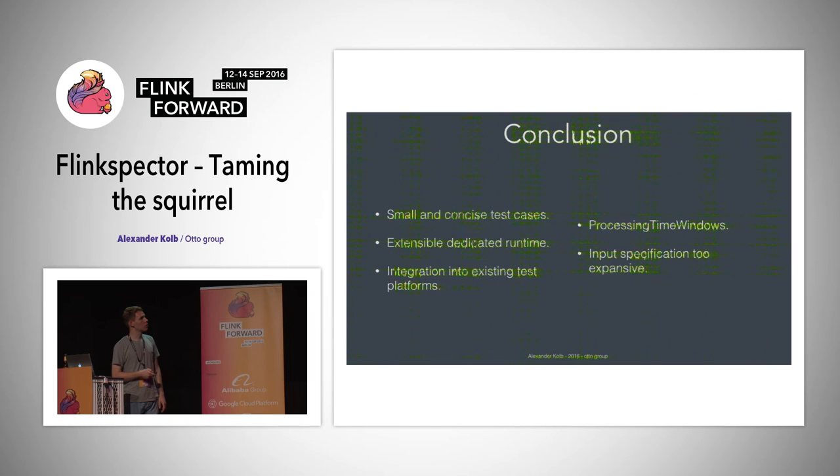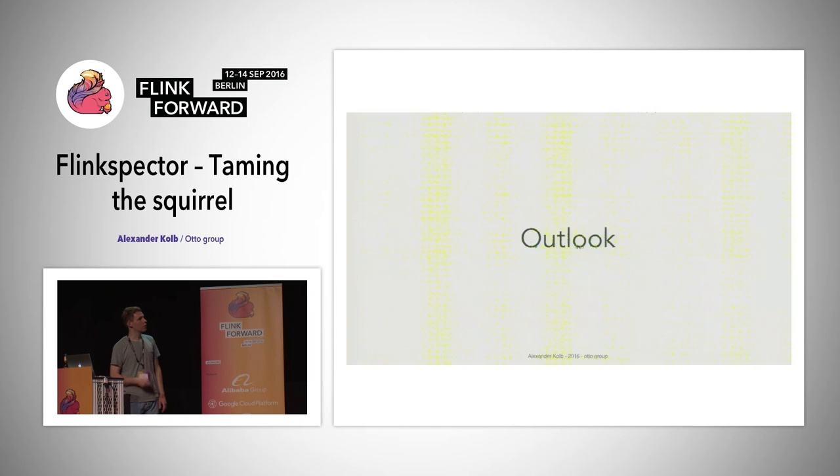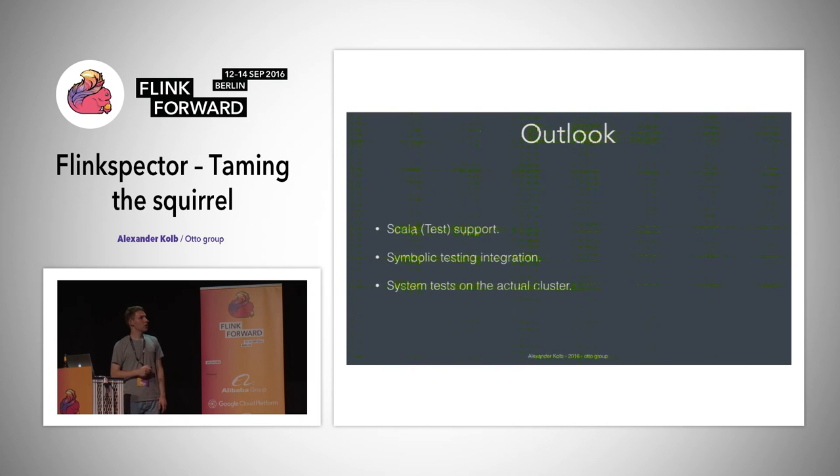As for the outlook, I want to have Scala test support. The problem is Hamcrest cannot handle the Scala types. Then I want to do some symbolic testing integration with ScalaCheck. This should probably be pretty easy to do, and it will be very interesting to use.